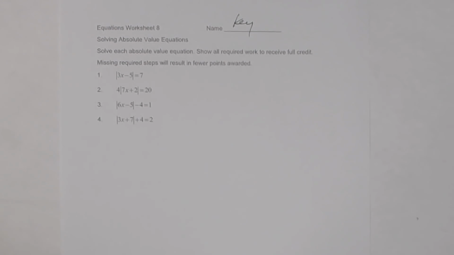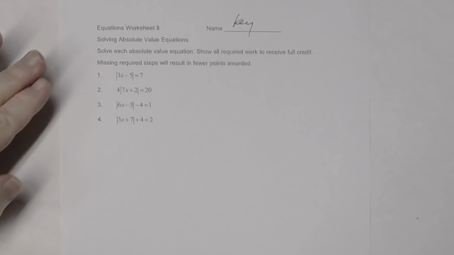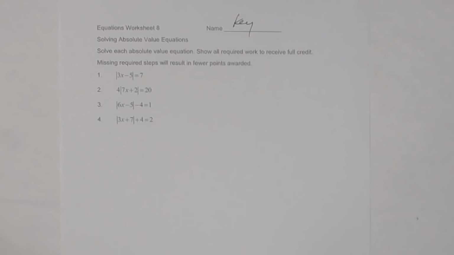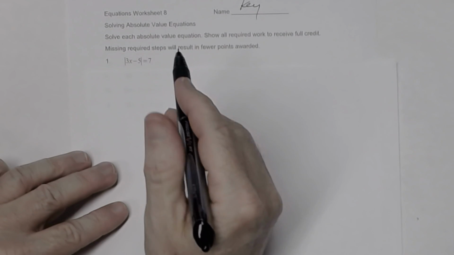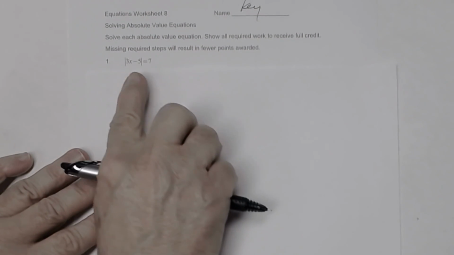Okay, so in this worksheet, we had to solve absolute value equations. And so there are four equations here. And when you looked at the lessons, or when we did this in class, you remember that the first thing you want to do is to get that absolute value expression by itself.